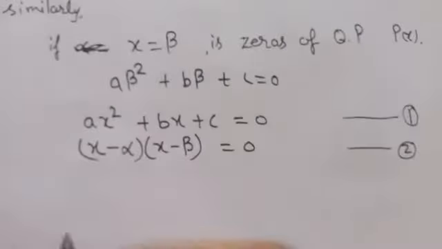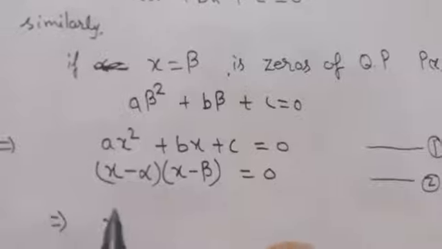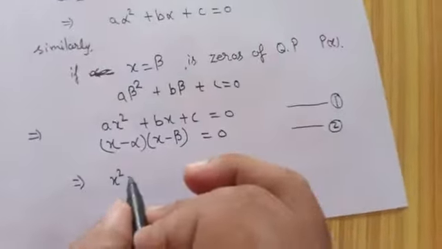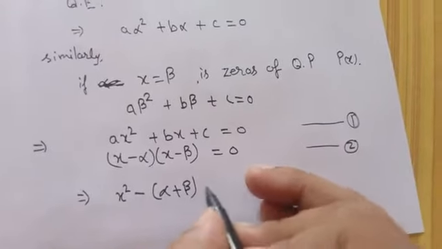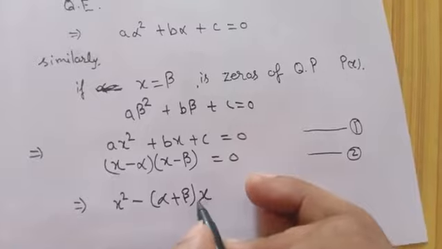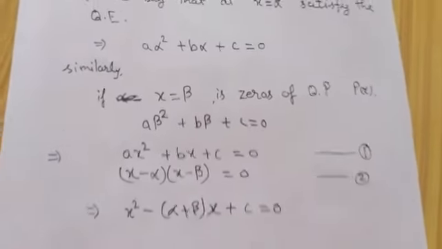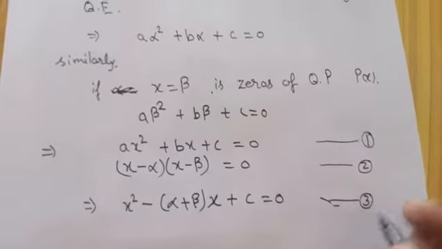If we further solve this particular equation, we can find the solution. x square minus, in bracket, alpha plus beta x plus alpha beta is equal to 0. Equation number 3.